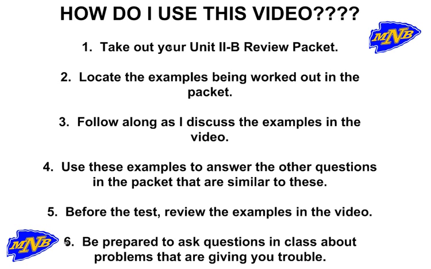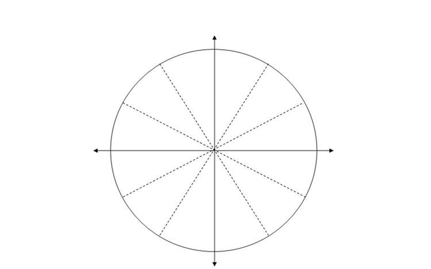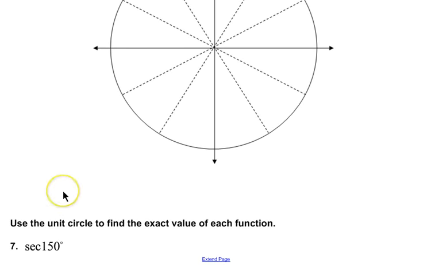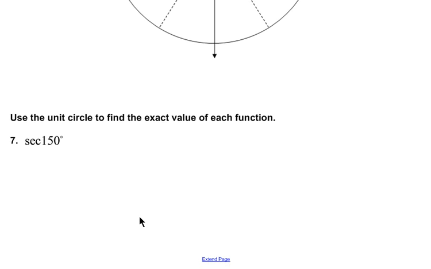That said, we're going to go ahead and jump into it. Hopefully you're understanding what we're doing here. We're just going to be going through some examples to help you prepare for the test. All right, our first example deals with using the unit circle to find the exact value of the secant of 150 degrees.